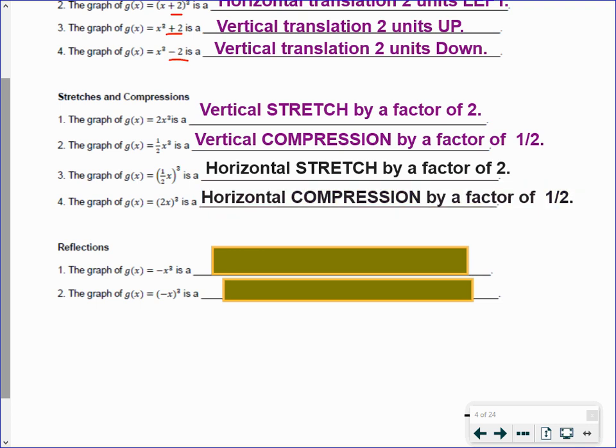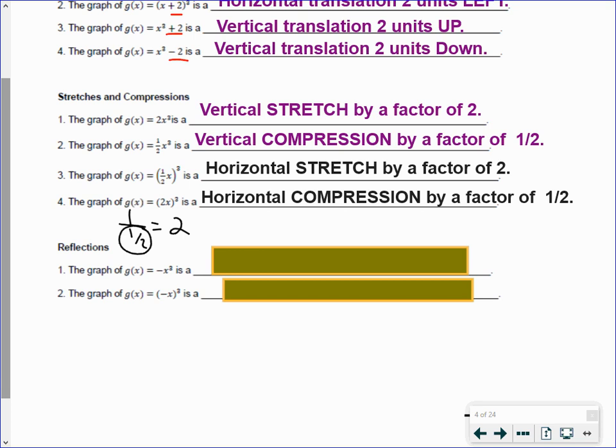This is going to be a horizontal compression by a factor of 1/2. We know it's a horizontal compression since it's inside of the parentheses, it's being affected by the exponent. So it makes it that it's affecting the graph horizontally in some way. In this case, it's being multiplied, so it's going to be a horizontal compression by a factor of 1/2, because it has to be 1 over b, and 1 all over 1/2 is the same thing as 2. So it makes it a horizontal compression by a factor of 1/2.